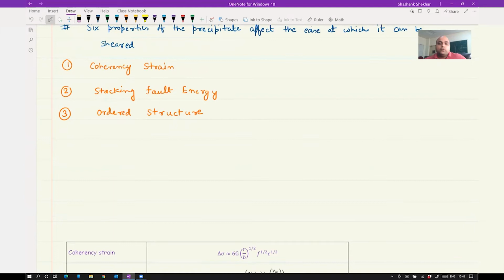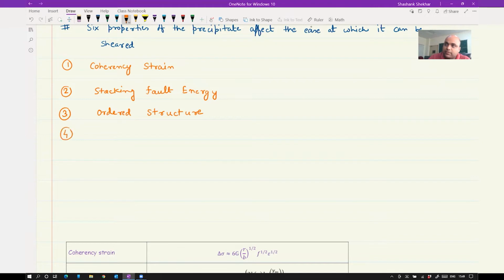Okay. So if the precipitate has an ordered structure, and typically most of the precipitates are going to have some sort of ordered structure, especially Al2Cu and other precipitates, right? They are going to have ordered structures. So if they have ordered structures and dislocations shear them, then you are going to introduce anti-phase boundaries. Okay. And that will also try to enhance the strength.